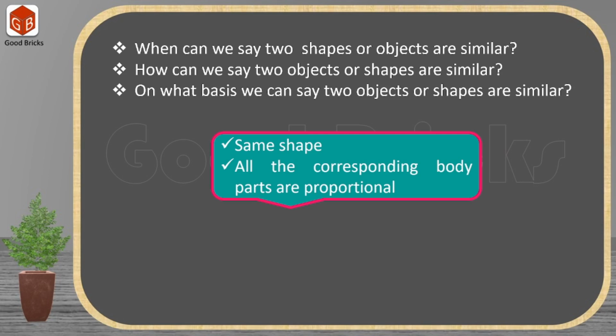So the conclusion of our discussion is, we can say two images or figures are similar if they have the same shape, that is one thing, and another thing is if all the corresponding body parts are proportional, then we can say those two images are similar. Hope you got good clarity.